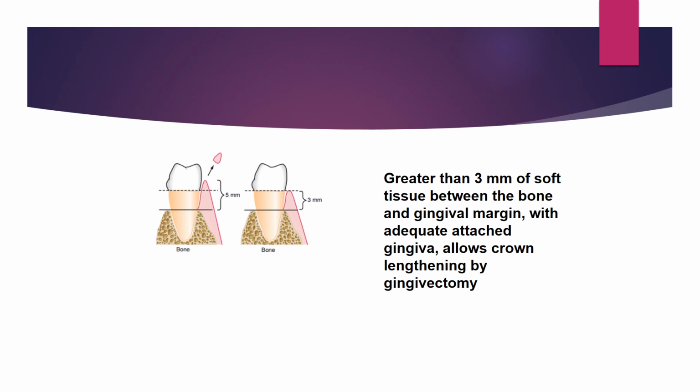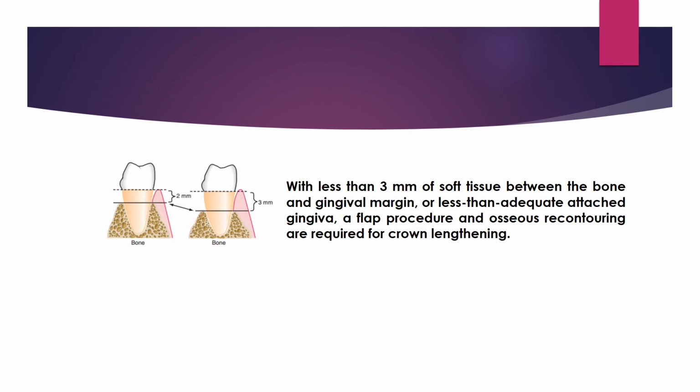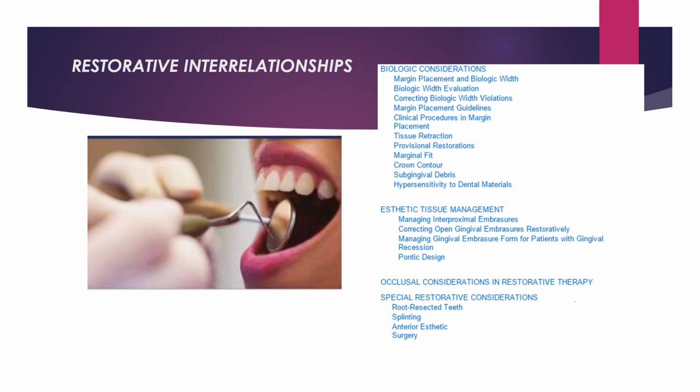So here the soft tissue is greater than 3 mm, so crown lengthening is indicated, and a gingivectomy can be done to attain the crown lengthening. Whereas if there is less than 3 mm of soft tissue between the bone and gingival margin, we need to go for a flap procedure, and also recontouring can be done for crown lengthening.